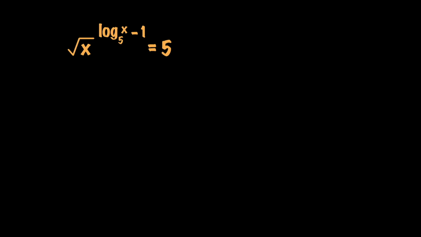Today we're going to be solving a nice equation where we have radicals, logarithm, and exponents. So let's go ahead and solve this for x. So we have the square root of x to the power of log x with base 5 minus 1, and that is equal to 5. And obviously we want to solve for x values.